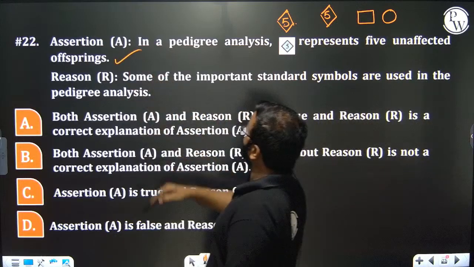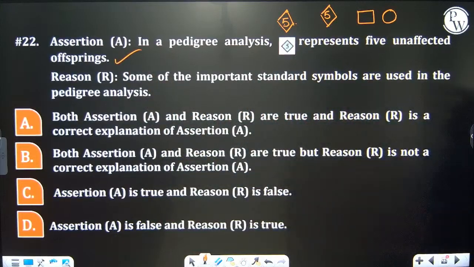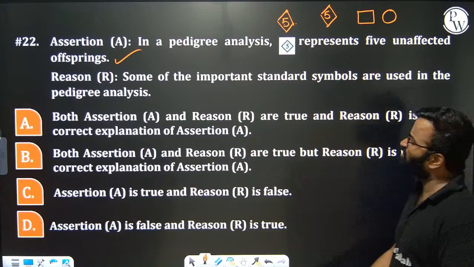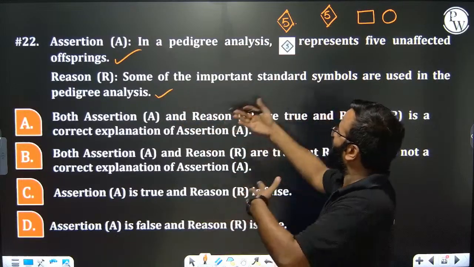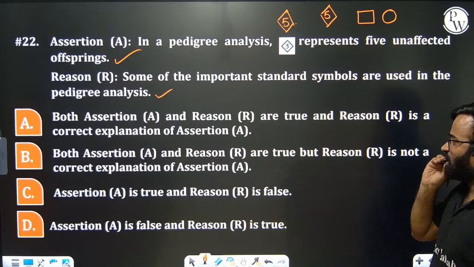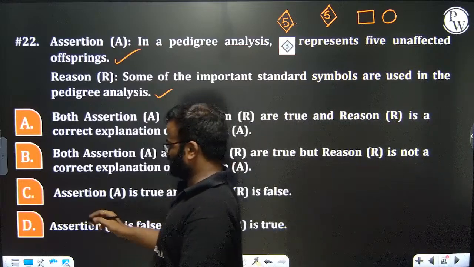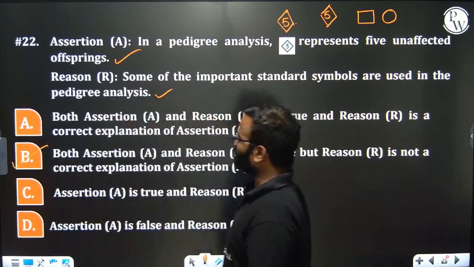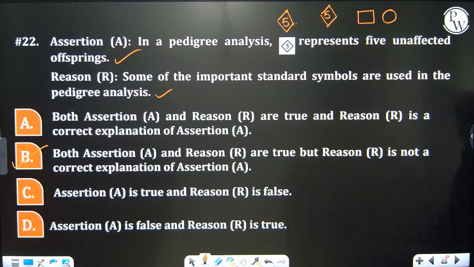Yes. Some of the important standard symbols are used in the pedigree analysis, which is true. But it should explain why these ones are particularly chosen. So I would say it is not explaining exactly. I would go with B as the answer.